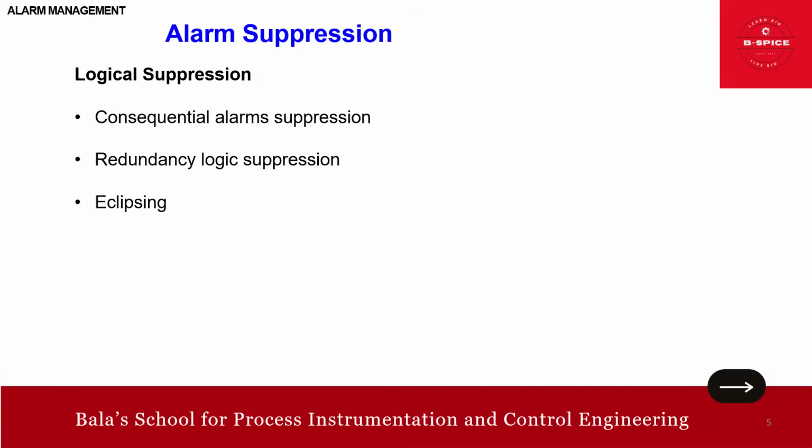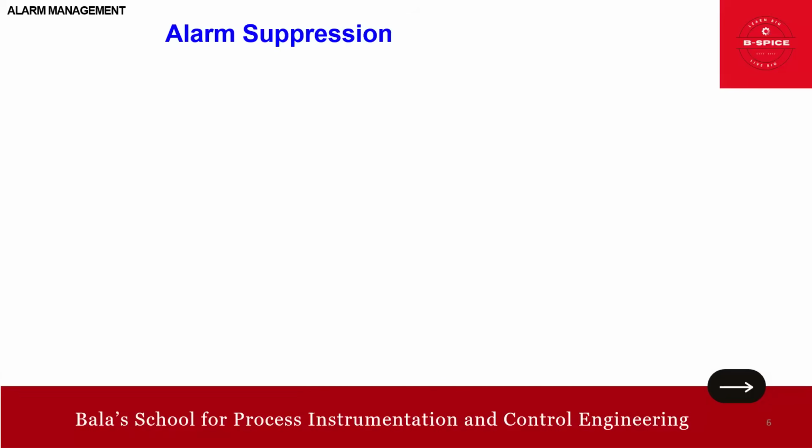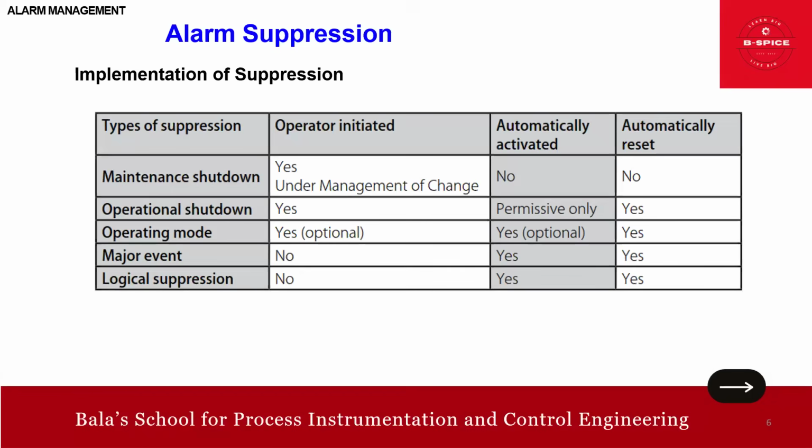Now we will see the implementation of alarm suppression. This will give an overall view of whether the suppression is automatic or operator initiated. So the status of a suppressed alarm should be very clear to the operator. That is the intent. In the HMI, you should be able to see it. Also, all suppressed alarms should be listed in a report that is readily available to the operator and can be referred to routinely, including at shift handover.